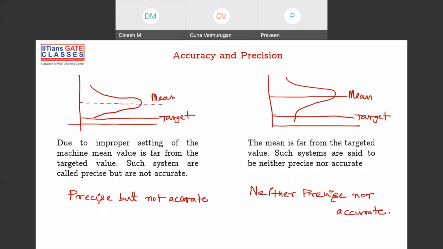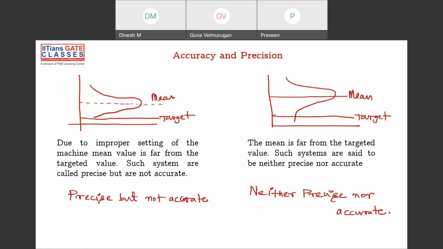In the next diagram, your spread is less. That's the reason why it is precise. And the mean and target value are very far away. That's why it is not accurate. And if you see, the spread is very high, and the difference between mean and target is also very high. Hence, it is neither precise nor accurate.